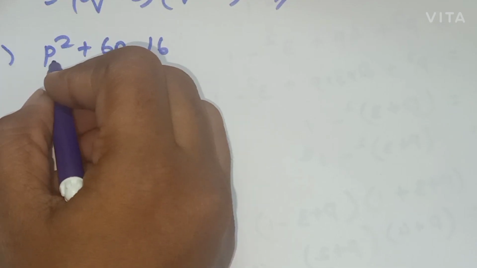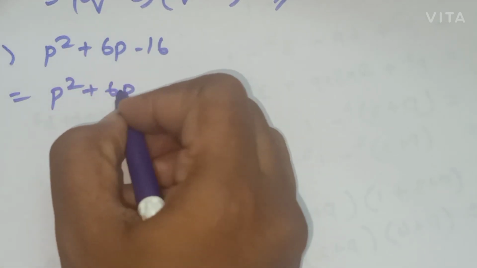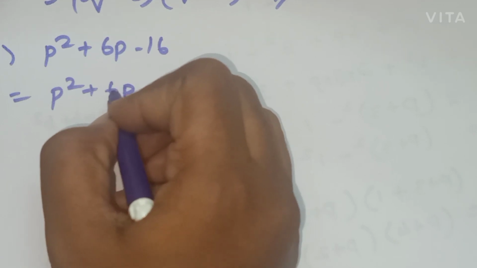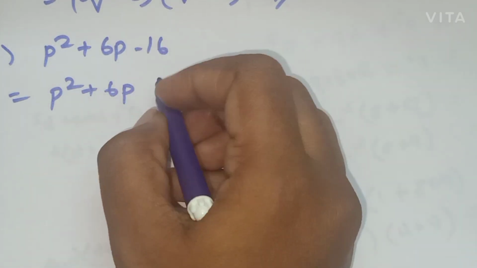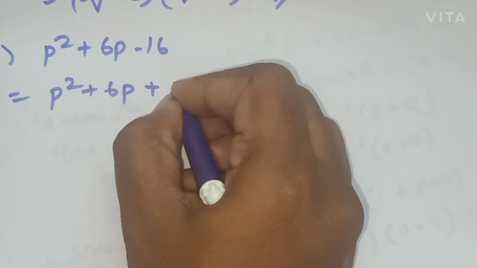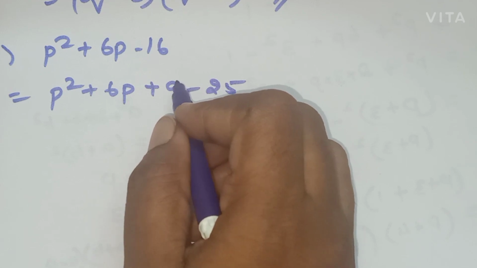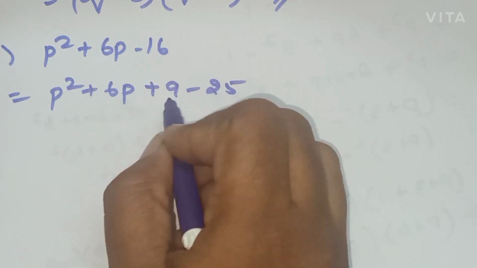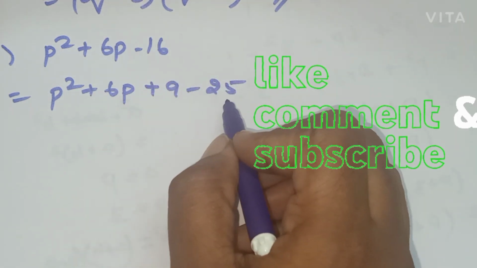Question 3. P square plus 6p minus 16. So p square plus 6p. If you just consider 6, 2 3s are 6, so 3 is the b value. According to that we have to bring 16, and we can write it as plus 9 minus 25, because 9 we can write as 3 square. So that is why I split minus 16 as plus 9 minus 25.